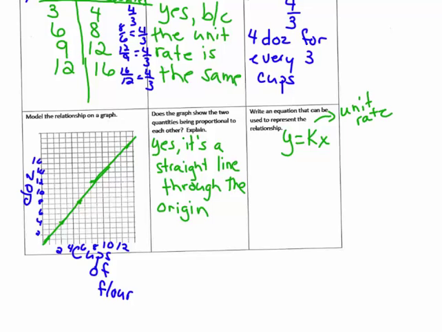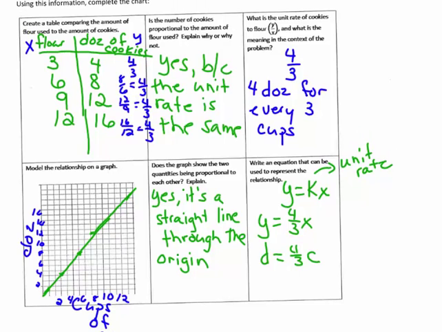Right, that's what that's called. So my equation is going to be y equals 4/3 x. If you want to talk about cups and dozens, y was our dozens and x was our cups. And again, I got that from up here: flour, cups, dozens of cookies. So this is everything that we've been working on being able to do.